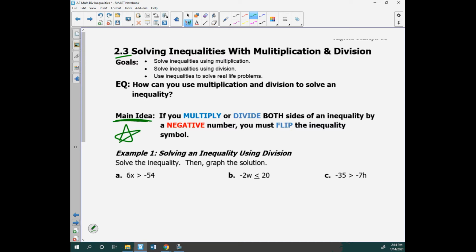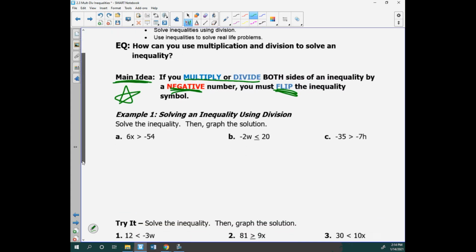Main idea. It says when you multiply or divide both sides by a negative number, flip the signs. Somebody just told me that. Oh, it was me. All right. A little bit of cheese for you.